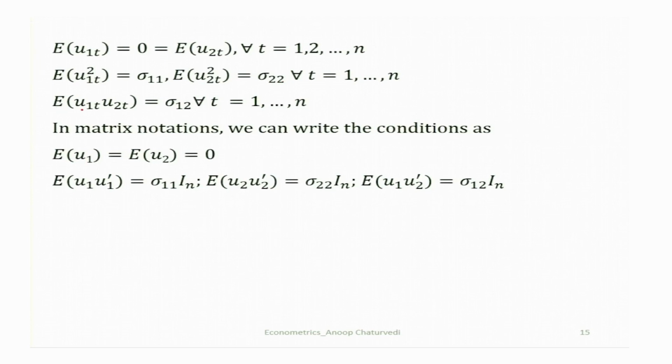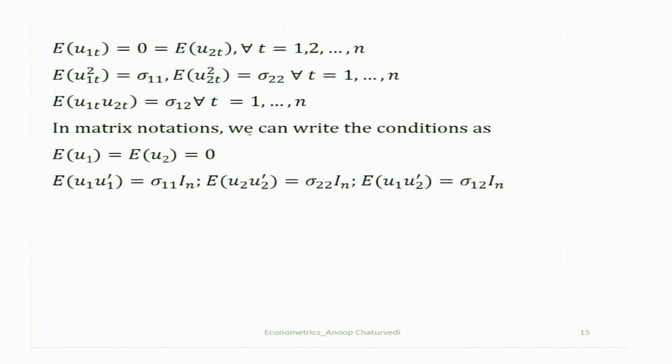Then the expected value of u1t u2t is equal to sigma 1 2. So, the disturbances of the two equations are correlated with each other, and the covariance between u1t and u2t is equal to sigma 1 2 for all t equal to 1 to n.